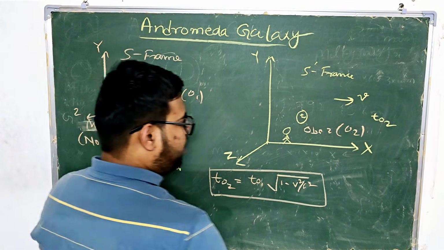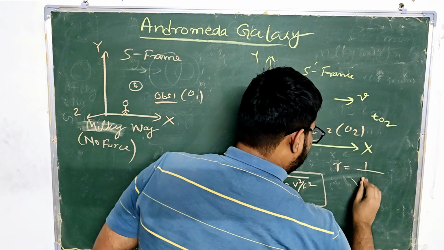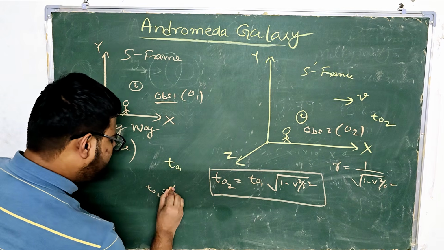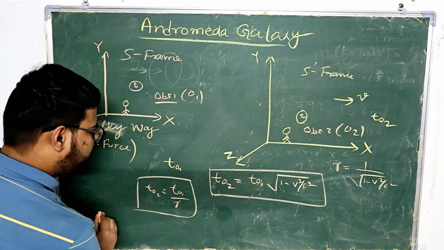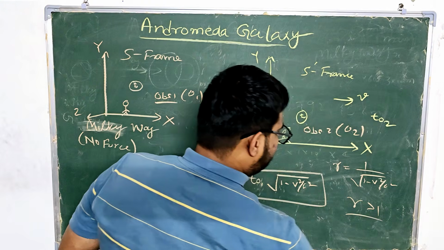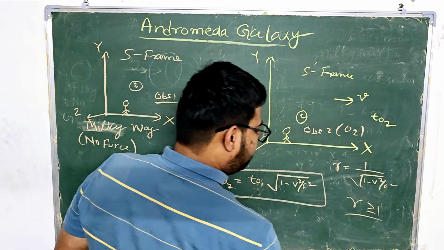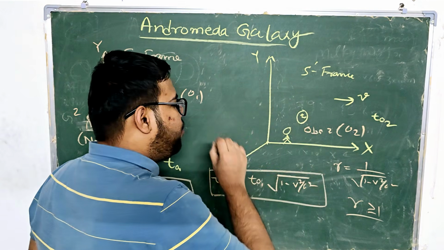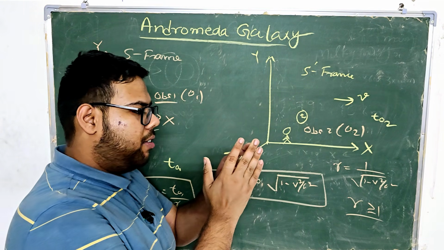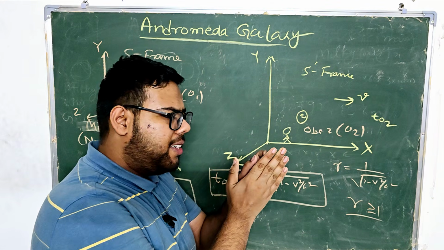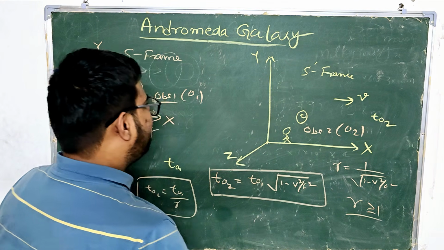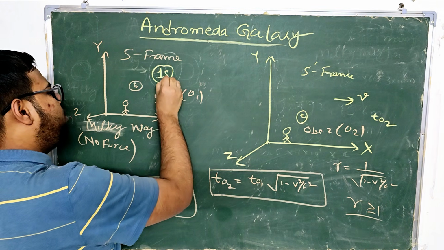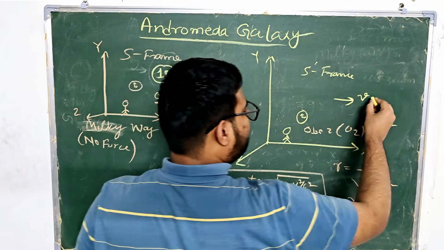Where gamma is 1 upon root of 1 minus v square by c square. So you can also say that T O2 is T O1 divided by gamma. Gamma is always greater than 1, or it can be equal to 1 when velocity is 0. So it means that time has dilated for this observer, that is, the 1 second for this observer has dilated, right?